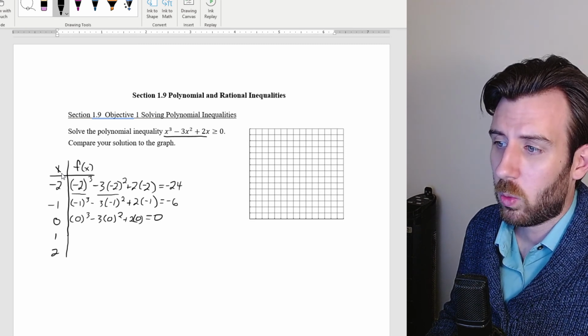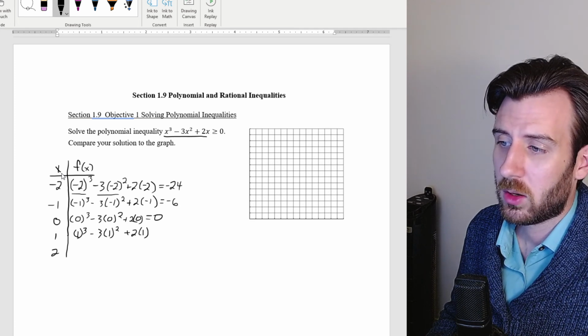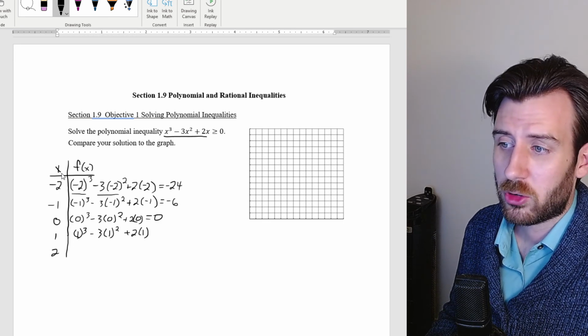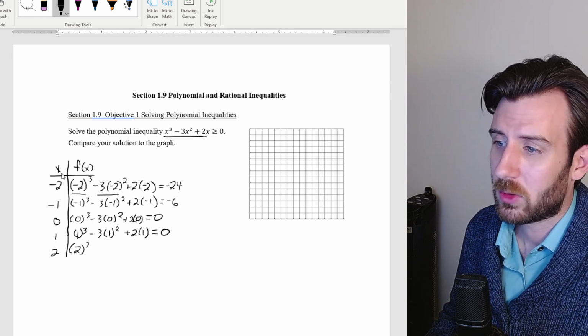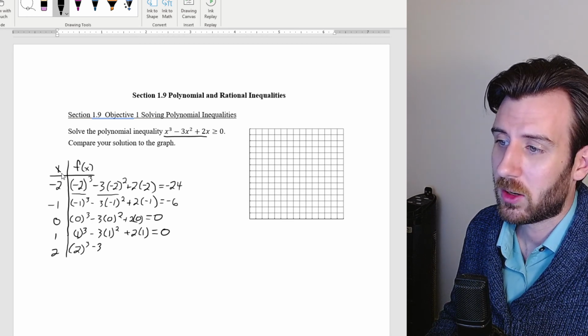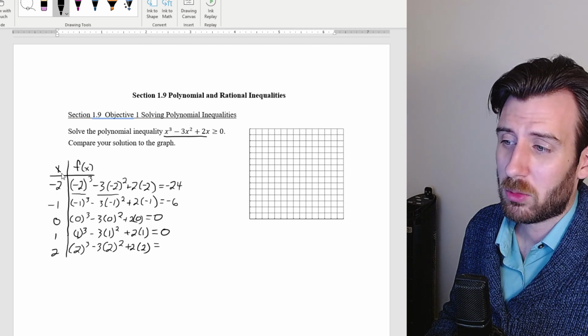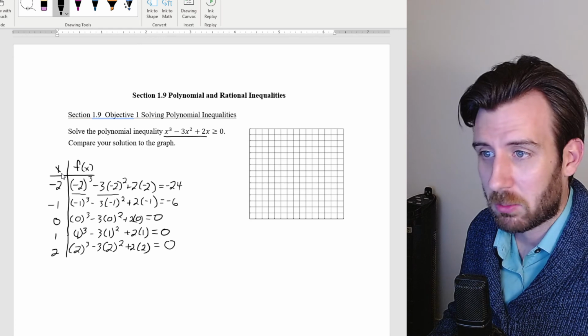1 would get us 1 cubed minus 3 times 1 squared plus 2 times 1. I think that's going to get us 1 minus 3 gets us negative 2 plus 2 gets us 0. And 2 would be the last one maybe we're going to use before we abandon this strategy. So we'll say 2 cubed minus 3 times 2 squared plus 2 times 2. That should get us 8 minus 12 would be negative 4, plus 4 would get us another 0. Interesting.